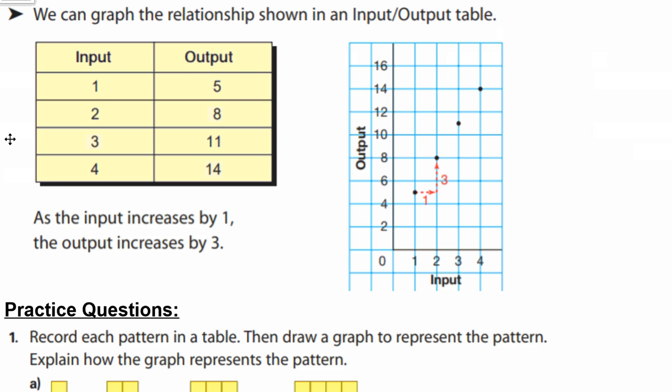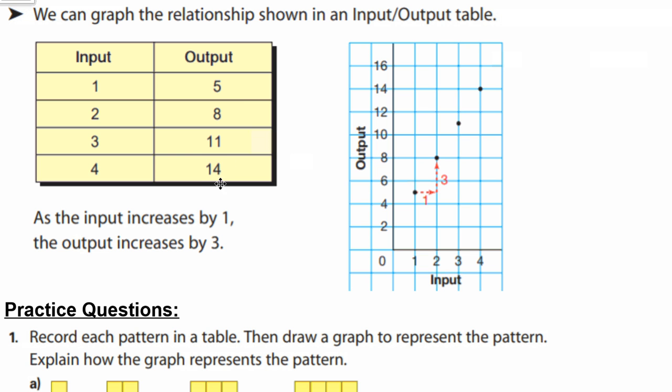So we can graph the relationship shown in an input-output table. My inputs are 1, 2, 3, and 4. My corresponding outputs would be 5, 8, 11, and 14. So I'm going to create a graph: input goes across the bottom, output up the vertical side, and label it.